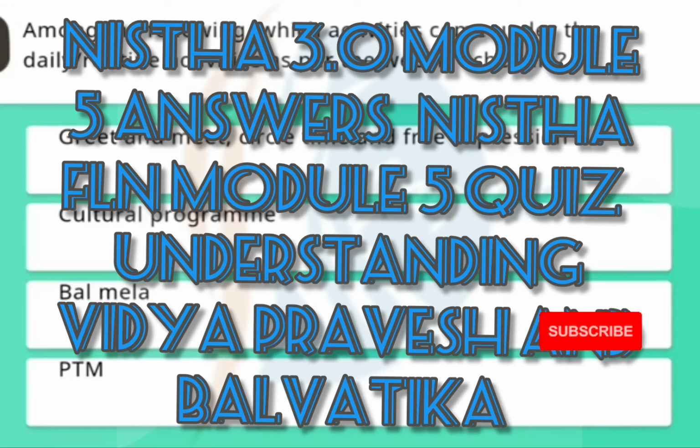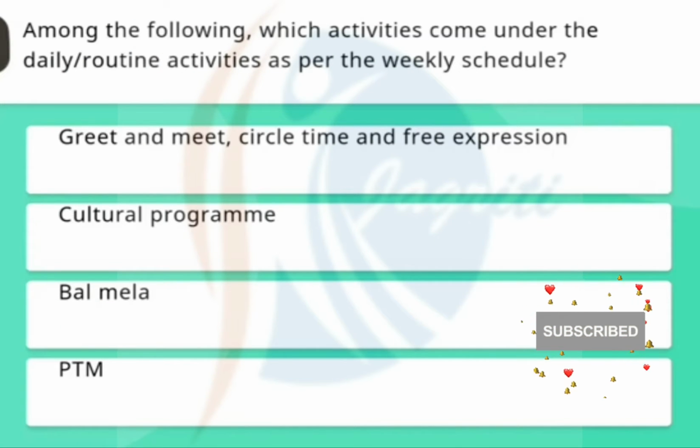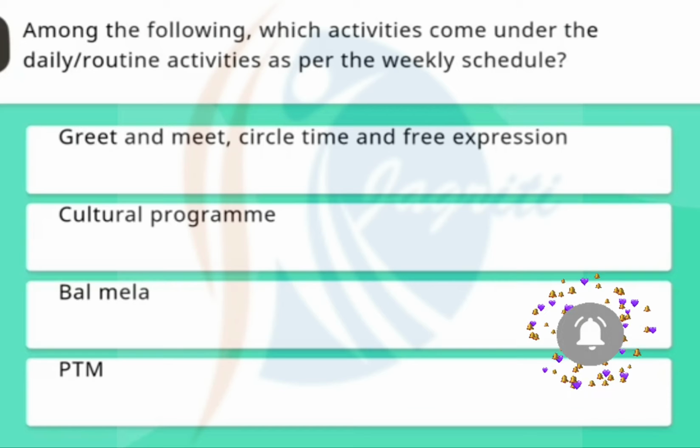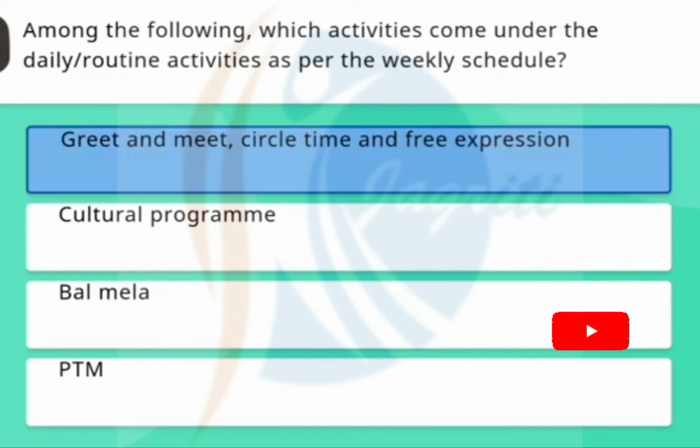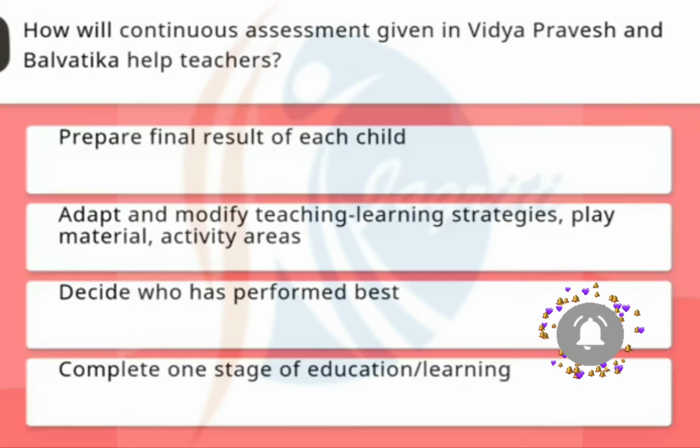Let us move to the third attempt. First question of third attempt is, among the following, which activities come under the daily routine activities as per the weekly schedule? Correct option is greet and meet, circle time, and free expression. So first one is the correct option.